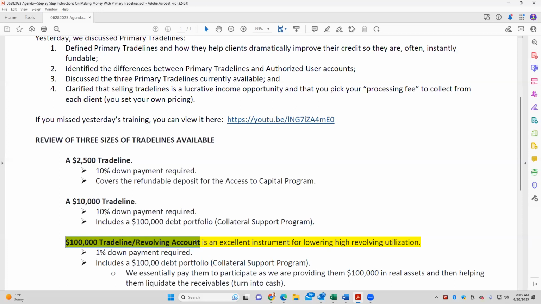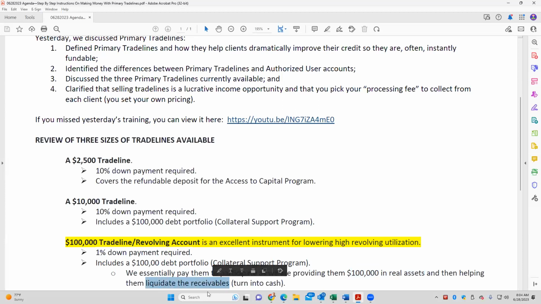And with that, they're actually purchasing the collateral support program because there needs to be an associated purchase with it. They're purchasing a $100,000 debt portfolio, paying just 10 cents on the dollar for that, and that's financed out over 12 months at 0% interest. So if you know anything about debt portfolios, you know that this is an asset, right? So we're essentially paying them to participate because we'll be transferring them $100,000 of real assets that goes on their financials. We then help them liquidate those receivables.